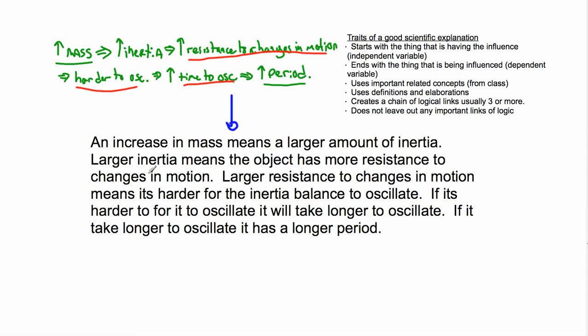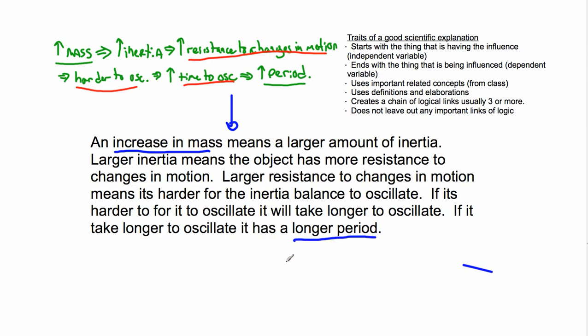paragraph. So, an increase in mass means a larger amount of inertia. Larger inertia means the object has more resistance to changes in motion. Larger resistance to changes in motion means it's harder for the inertia balance to oscillate. If it's harder for it to oscillate, it will take longer to oscillate. And if it takes longer to oscillate, it means it has a longer period. That's an explanation for why an increase in mass causes a longer period.